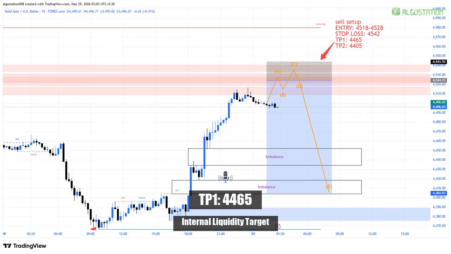The first target for the short setup is 4,465, the nearest internal liquidity and imbalance region likely to attract price during retracement. If momentum accelerates and institutions continue distributing aggressively, the extended target becomes 4,405, potentially even revisiting the weak low liquidity near 4,380. This setup provides more than a 1-to-2 risk to reward profile while aligning perfectly with higher time frame supply and liquidity theory.